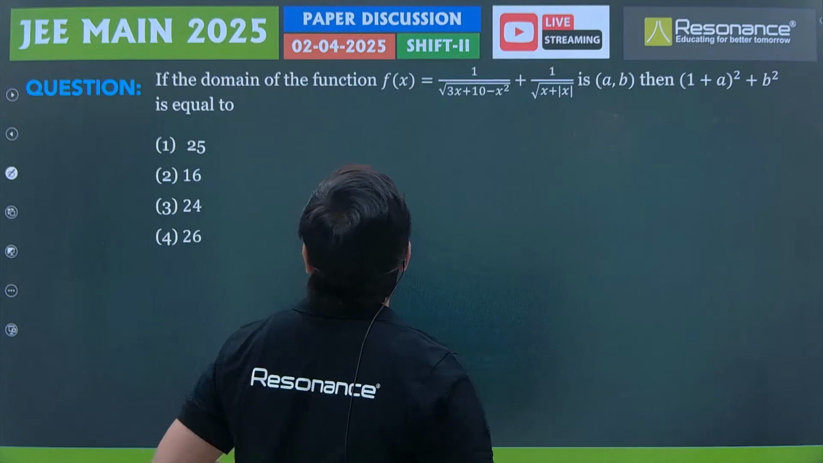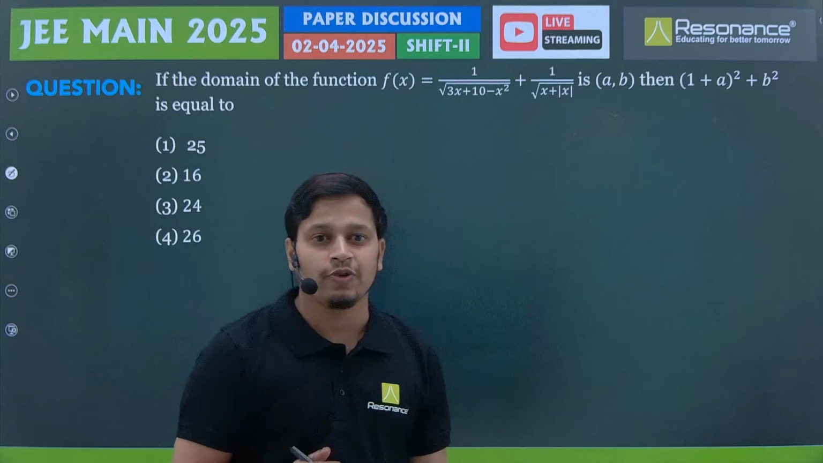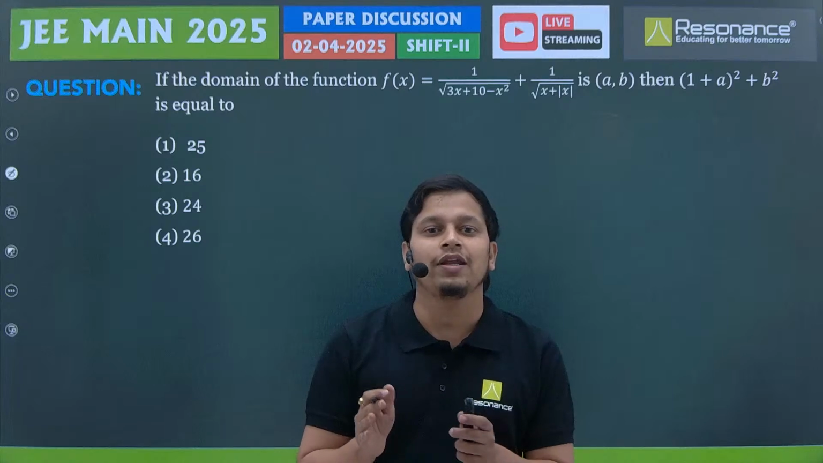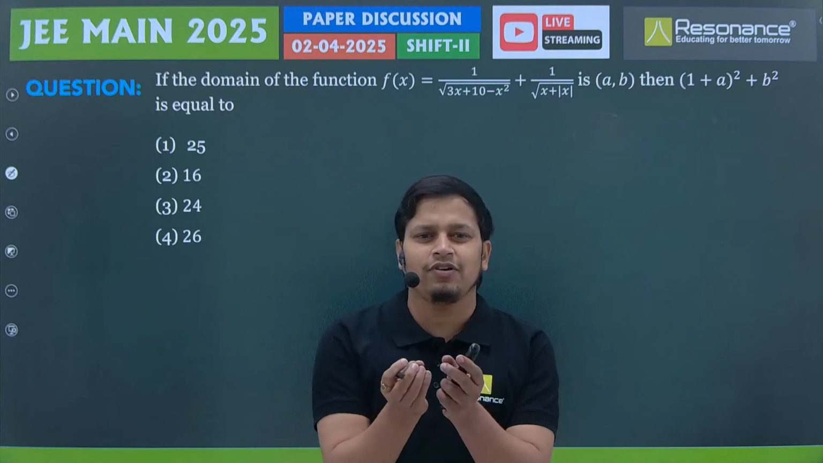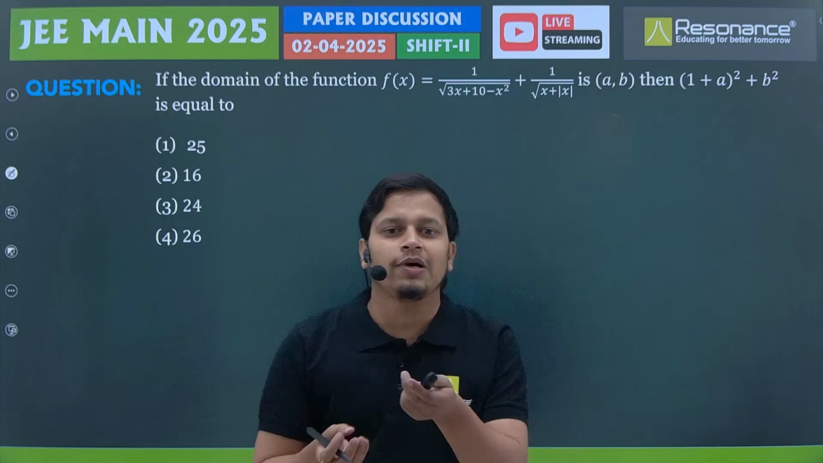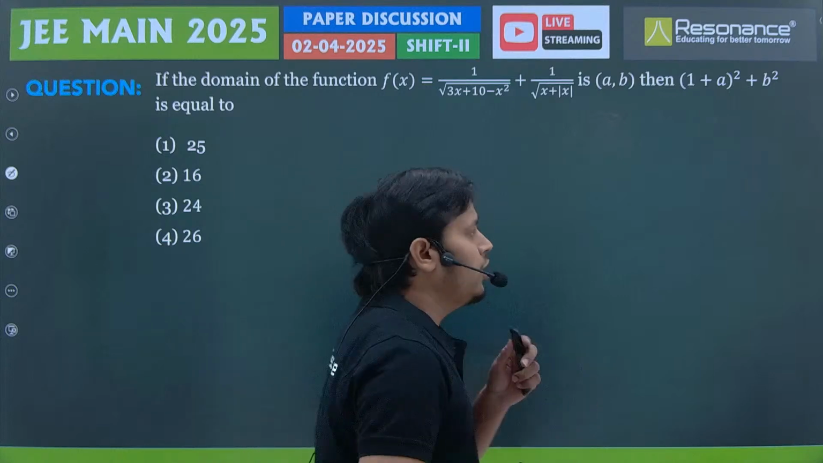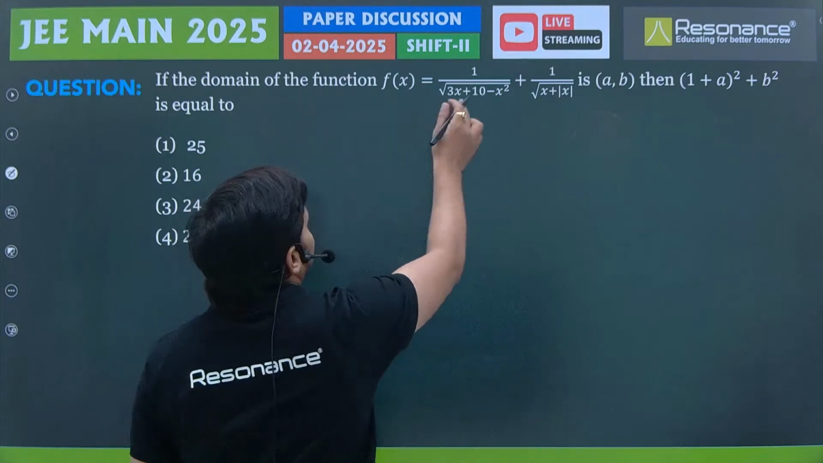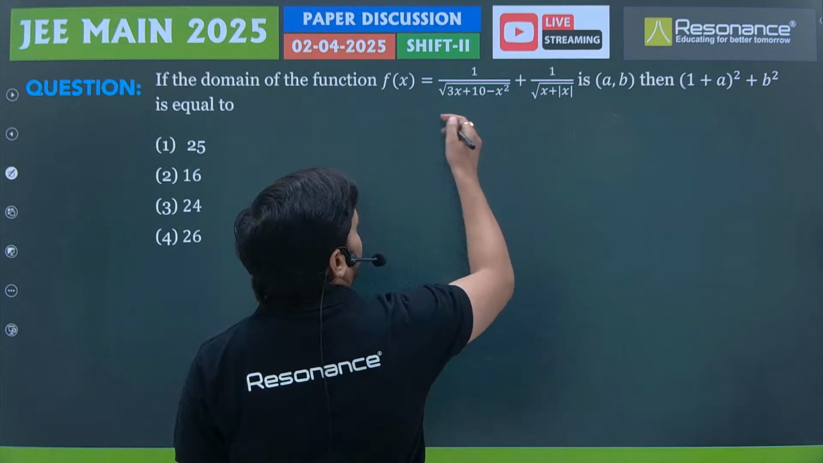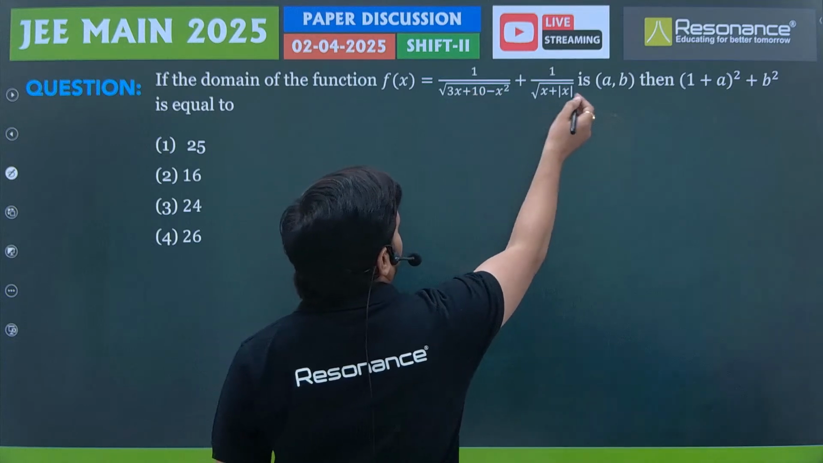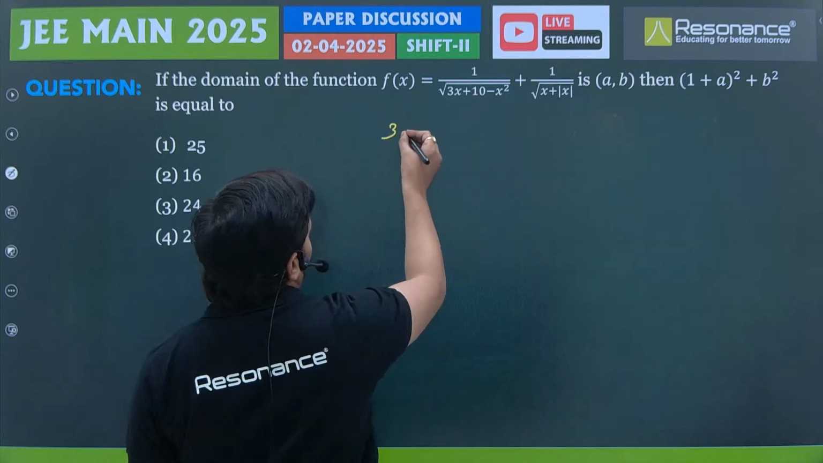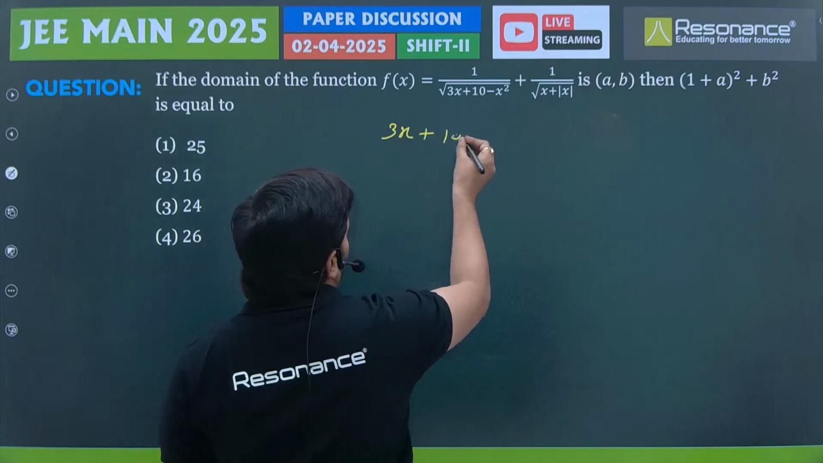Okay, next question, again an easy problem from functions. They are asking the domain, and this one is easy. Even if you did your exercise 1 problems, you are going to get the marks. So what they are asking is the domain of this function. For the domain, this one and this one, both values need to be positive. I am applying the condition: the function needs to be defined.